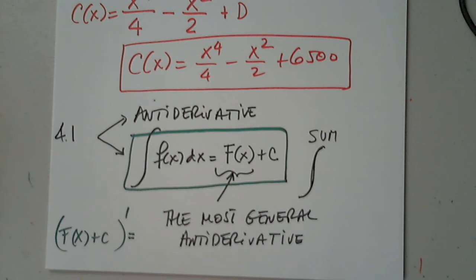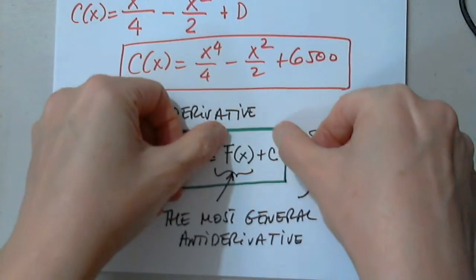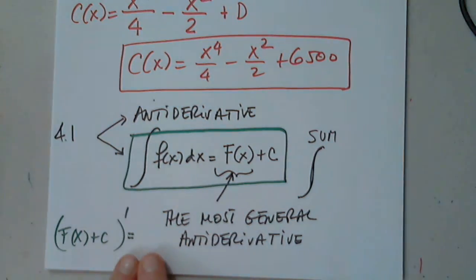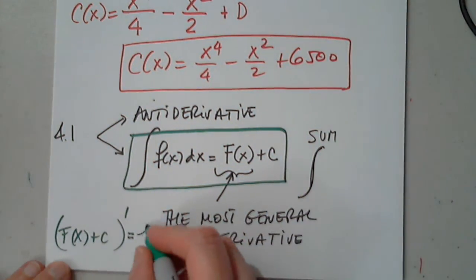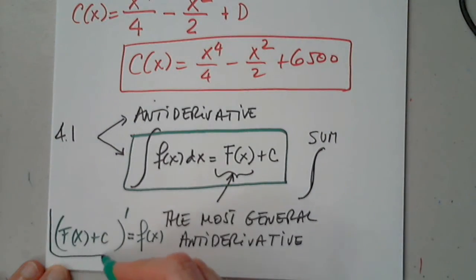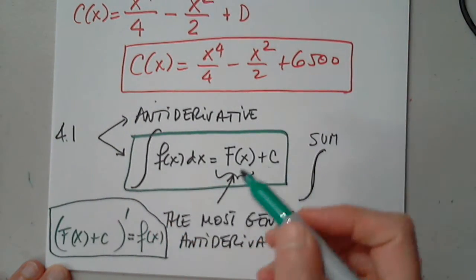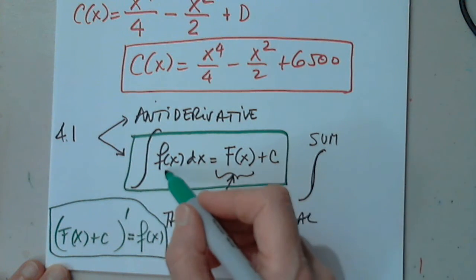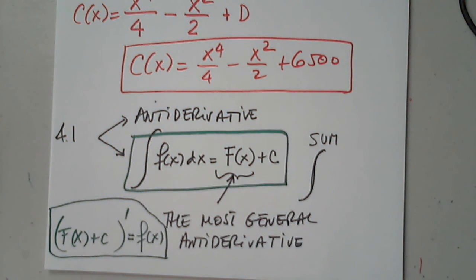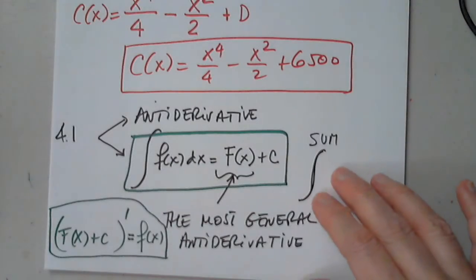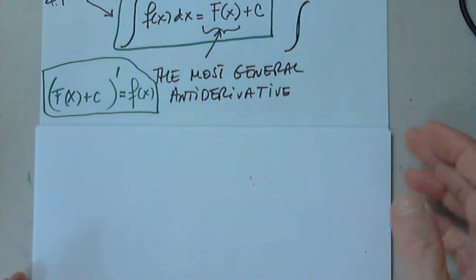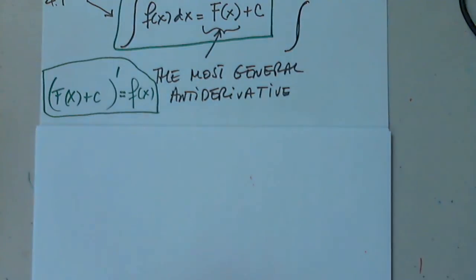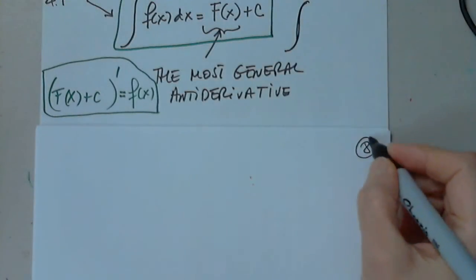So how should I write it for the general case then? When I differentiate this, what should I get? F prime of x. Just f. Just the function itself. So please remember this. So when we differentiate this, we have to recover f of x. Good. Now in 4.2, we're going to look at something else. So please remember these two concepts here. Very important. Okay. 4.2.